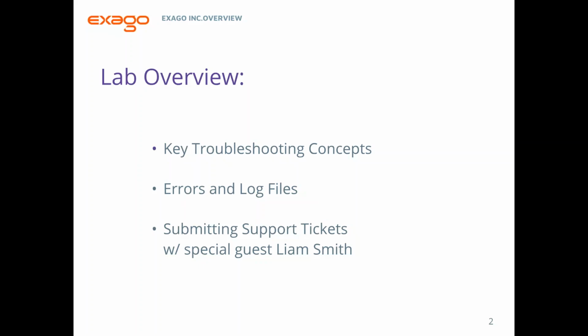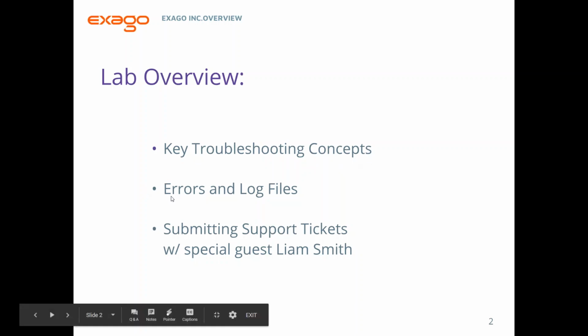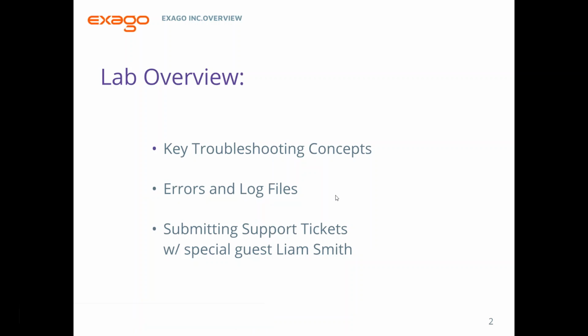So first, as always, just an overview. What are we going to cover today? We're going to start out by talking about key concepts of troubleshooting. This will be a little abstract, but the goal here is to give you some guidelines for how to identify and resolve issues on your own. And then we're going to talk about errors and log files and where to find things in order to garner more information and insight into what's happening behind the scenes in Exago if something's going wrong.